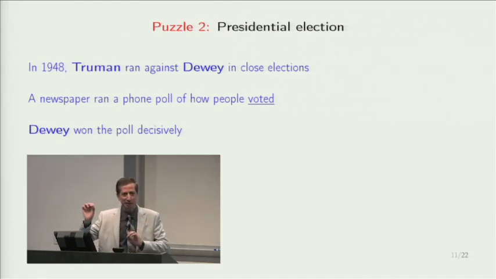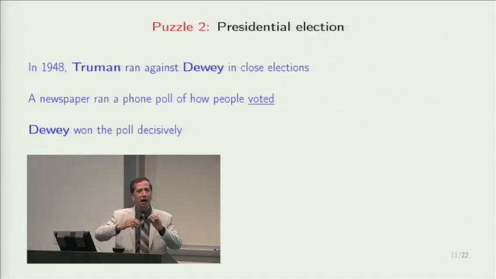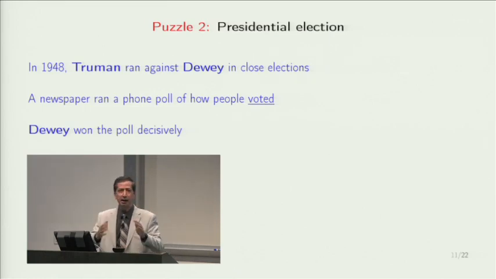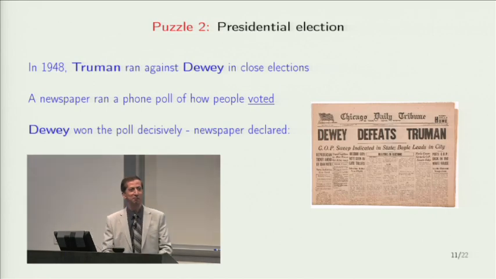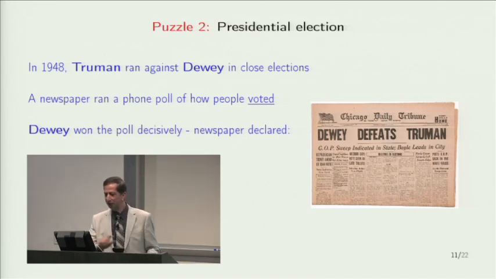Decisively doesn't mean he won by 60%. Decisively means that he won above the error bar. The probability that the opposite is true is diminishingly small. The result was so obvious that they decided to be the first to break the news, and they printed their newspaper, declaring, great, Dewey won. What happens when someone wins an election? They have a victory rally. So let's look at the victory rally.